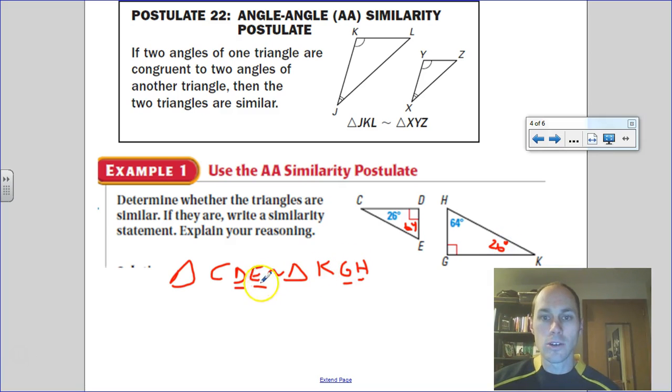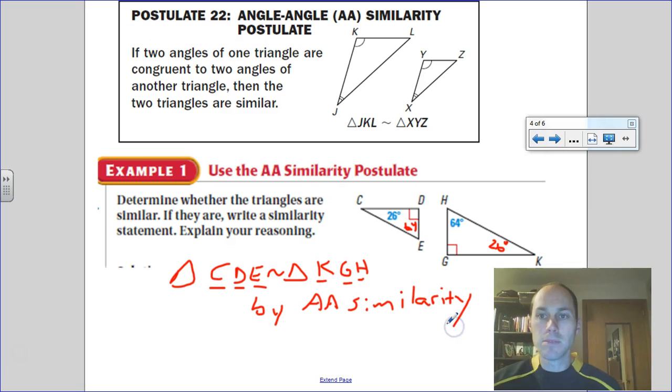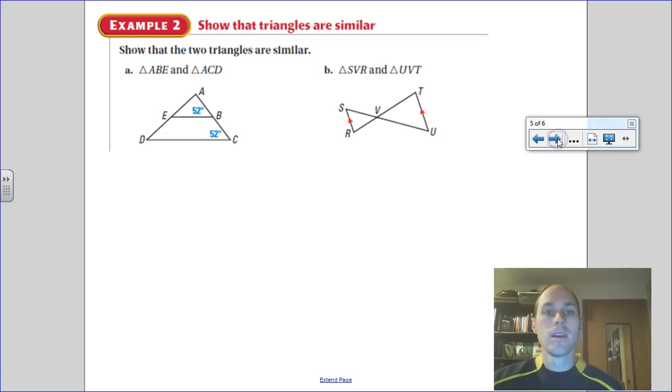All the angles are congruent, so this triangle must be similar by angle-angle similarity. We don't even need to prove that the sides are proportional, because in our GeoGebra exploration, we saw that if we have two angles congruent, triangles must be similar. All right. Determine if these triangles are similar.